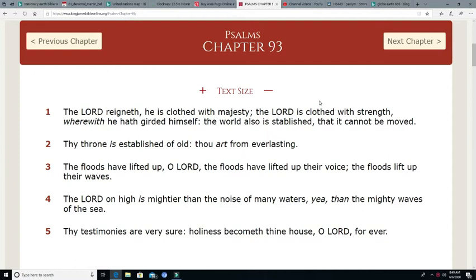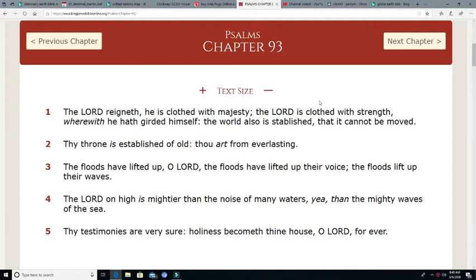Those who oppose the Lord, the floods have lifted up their voice. See, they talk the gibberish that they have been taught by the authorities who are teaching them lies. The floods lift up their waves. So those who oppose are lifting up their forces, to try to contradict God. The Lord on high is mightier than the noise of many waters. So he's saying, no, there's just a bunch of gibberish. The Most High is more powerful than a bunch of people with a bunch of gibberish who don't know what they're talking about. Well, that's what this is saying.